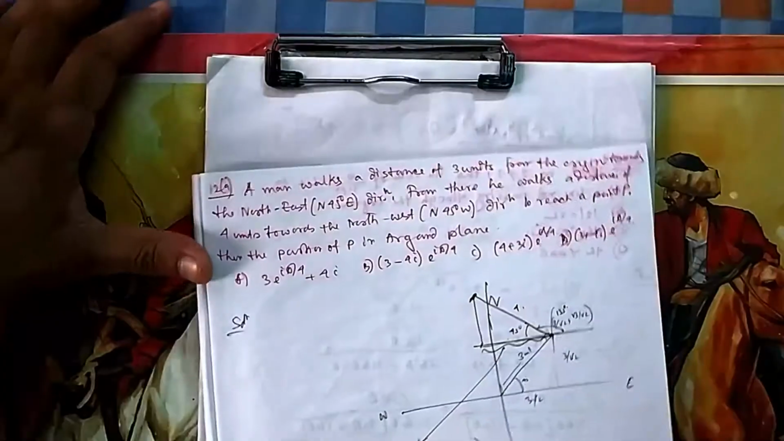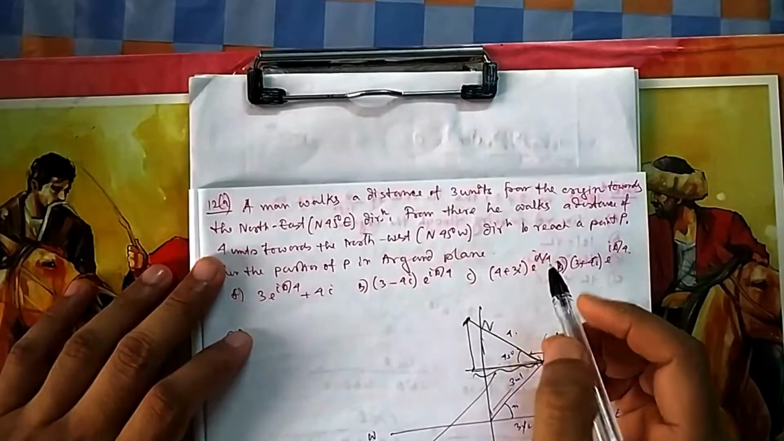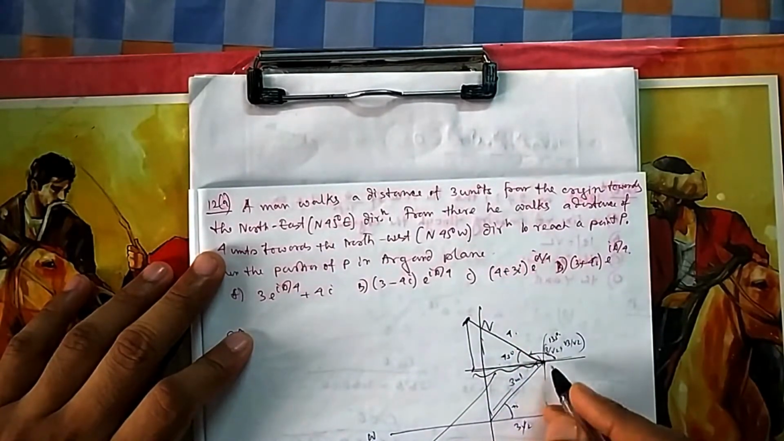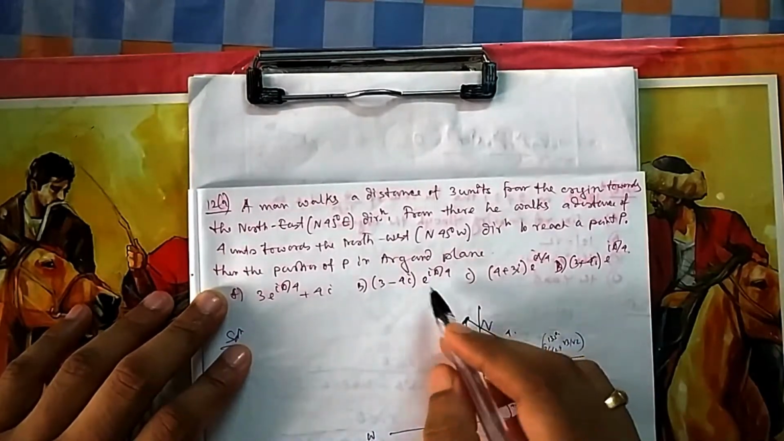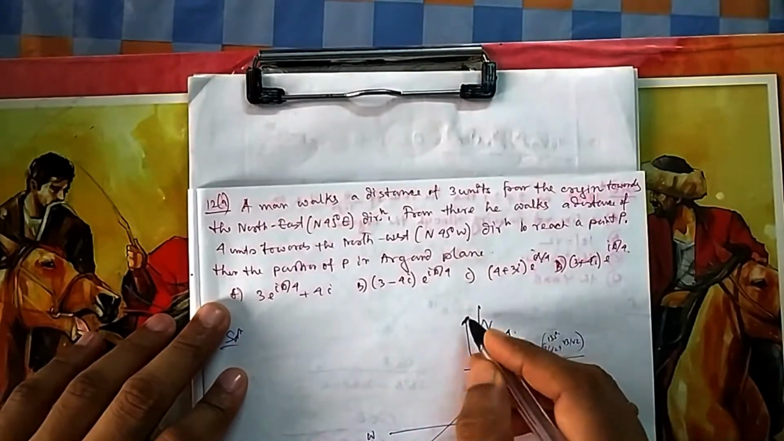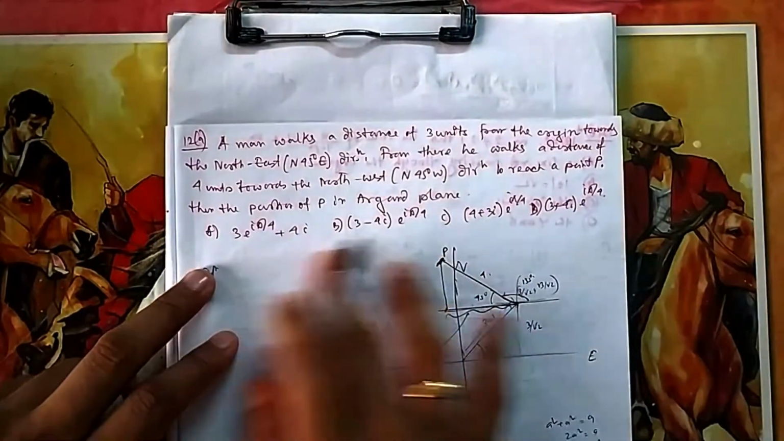So that will be D. Now if you come to 12A, a man walks a distance of 3 units from the origin towards northeast, that is 45 degrees, north, south, east, west. From that point he walks 4 kilometers towards northwest, in this direction now, to reach a point P. Suppose this is the point P.